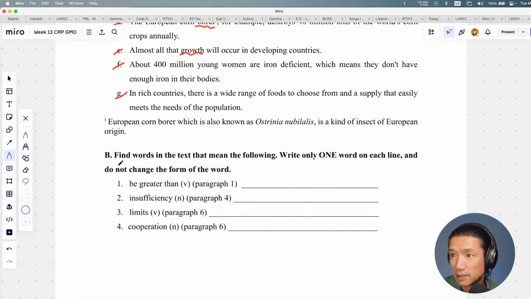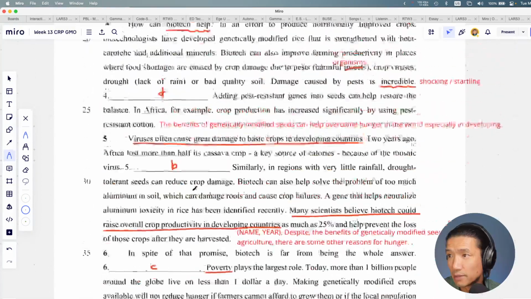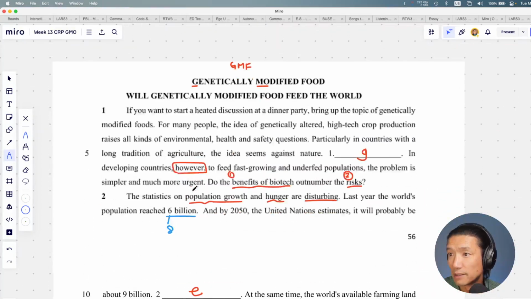Okay. Find words in the text that mean the following. Oh, this is always hard. Write only one word in each line and do not change the form of the verb. Be greater than, verb. Let's look for it. Be greater than. It's a verb. "If you want to start a heated discussion at a dinner party, bring up the topic of genetically modified food. For many people, the idea of genetically altered high-tech crop production raises."